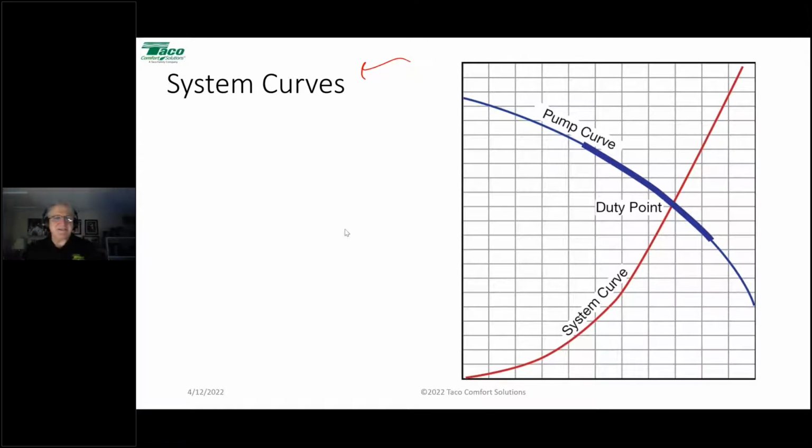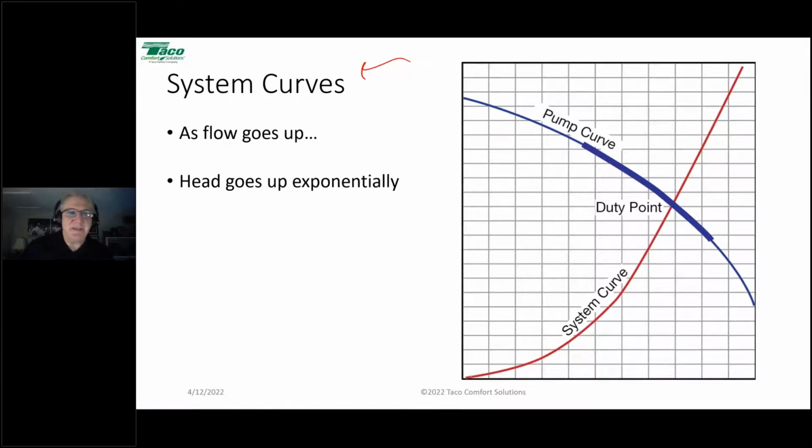Alrighty, system curves. Let's take a look at system curves. As flow goes up, if you follow this curve, the head loss is going to go up exponentially. It's not a straight line, you'll see. It kind of shoots up like a rocket ship. And there's a math formula for it, and I'm sorry, I'm going to burden you with it.